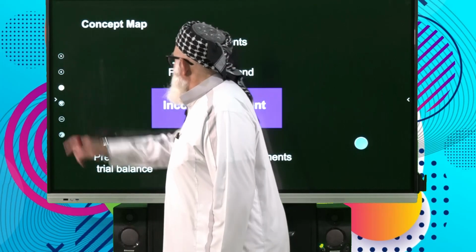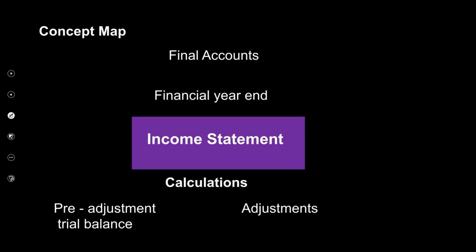Firstly, when you're dealing with your financial statements, the one that we're dealing with today is the income statement. Keep in mind that you're working from a pre-adjustment trial balance, right? Obviously, you're going to do some calculations and the necessary adjustments. And based on that, you're then going to update information into your income statement, right?